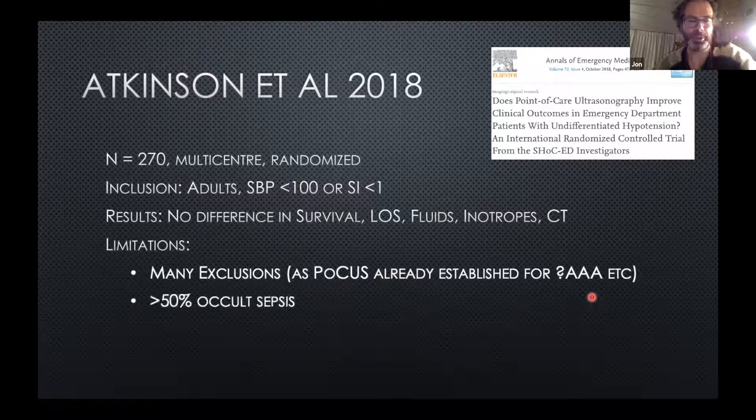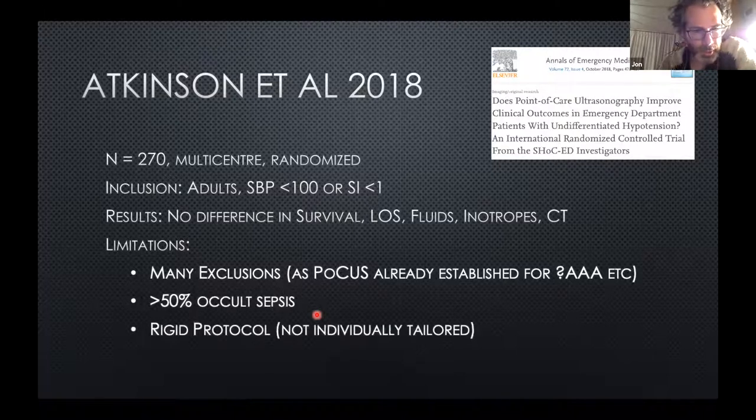And so in the end, it was actually mostly occult sepsis that the patients actually had, which is probably the condition where ultrasound is least useful, as we'll see. So, I think a lot of PoCUS proponents sort of took this paper with a pinch of salt, and they thought, well, okay, you didn't manage to show a mortality benefit, but there were so many exclusions, we're not sure if that's actually valid, because the study was performed at a time when PoCUS was already being used quite a lot. Also, they used quite a rigid protocol rather than an individually tailored protocol where you follow clues in the clinical exam and the preceding part of your ultrasound exam to lead on to the rest of the ultrasound exam.